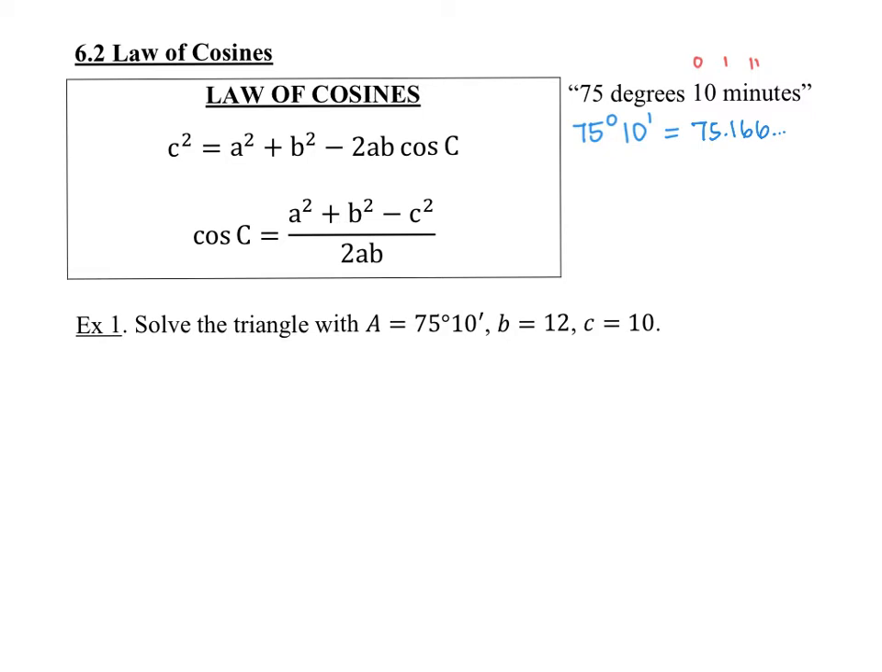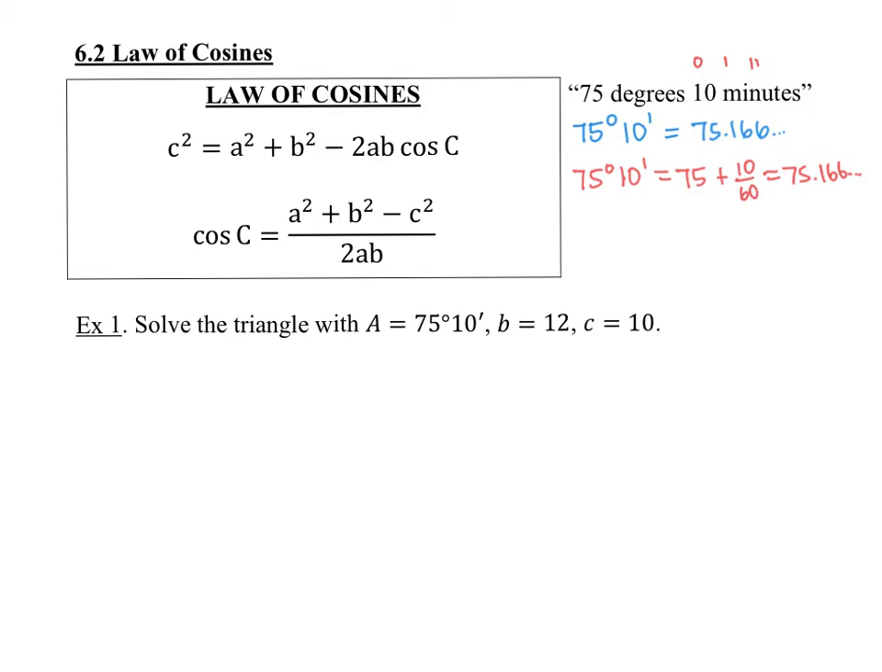If your calculator doesn't know how to do this, or that's just too much work for you, that's fine. The way you would do this without your calculator knowing it: 10 minutes is when you divide a degree into 60. Each degree has 60 minutes, which is kind of easy to remember because you think 60 minutes in an hour. So it's really just saying 75 plus 10 over 60, which also gives you 75.166 and so on. Once you convert it, you don't need to worry about the degree button anymore. However you want to do it is fine.